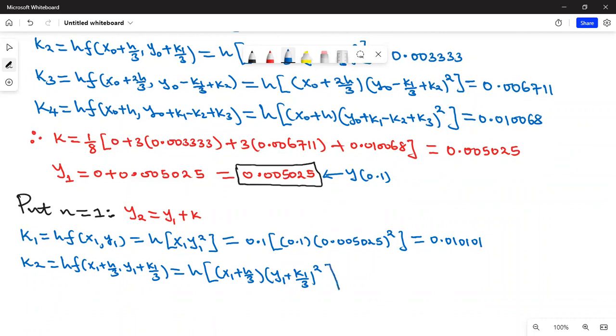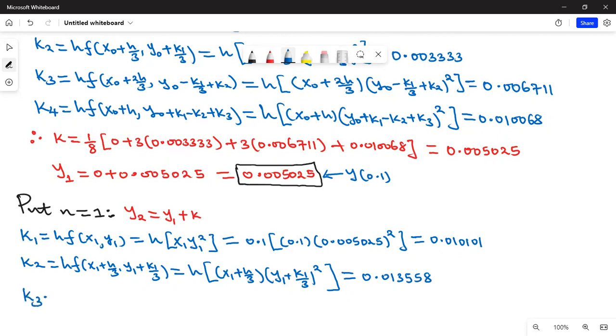So substitute the values of x1, y1, h, and k1, and press that in your calculator. That will give you the value of k2 to be 0.013558.